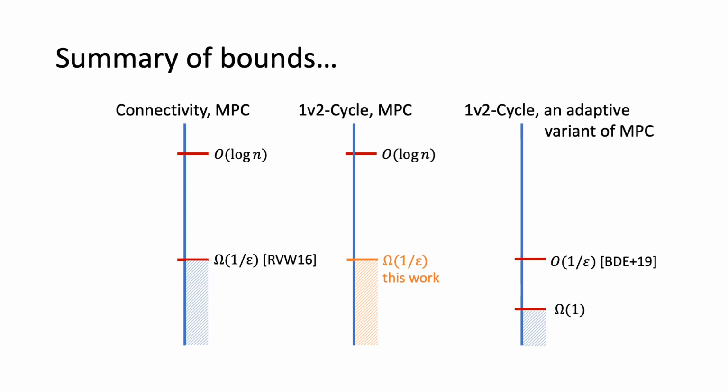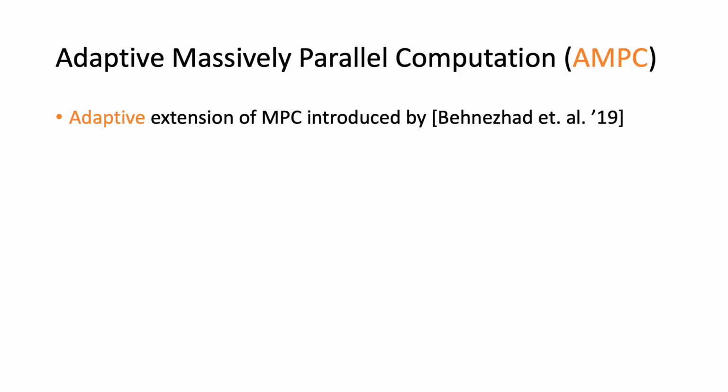It also turns out that we can significantly reduce the round complexity of 1 versus 2 cycle if we consider a stronger adaptive variant of AMPC. In fact, it's known that in this variant, the 1 versus 2 cycle can be solved in only big O 1 over epsilon many rounds. This stronger variant of AMPC is called the Adaptive Massively Parallel Computation model, or AMPC. It's an adaptive extension of AMPC introduced by the recent work of Behnezhad et al.